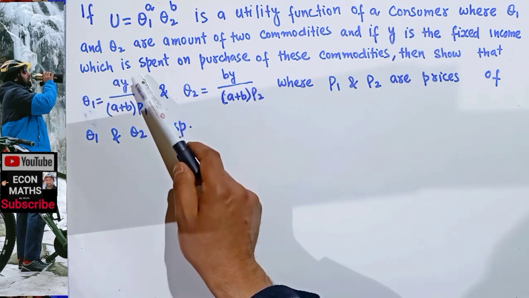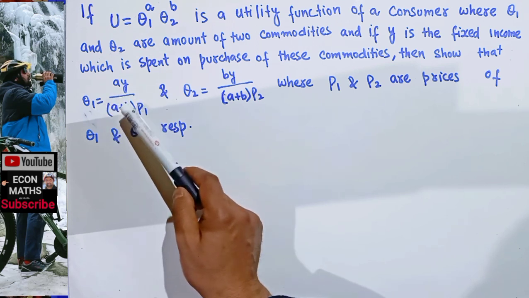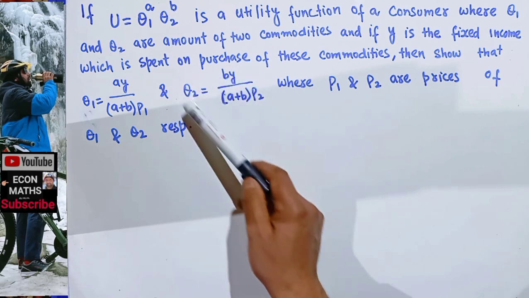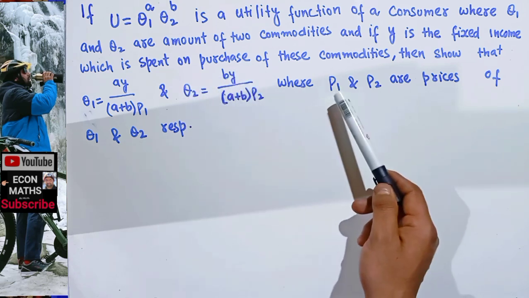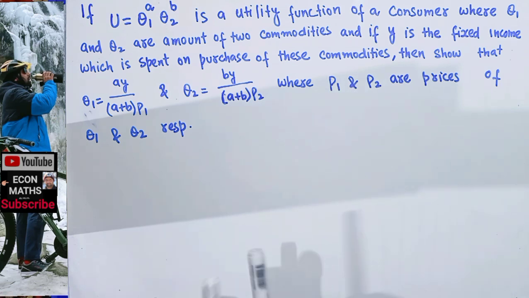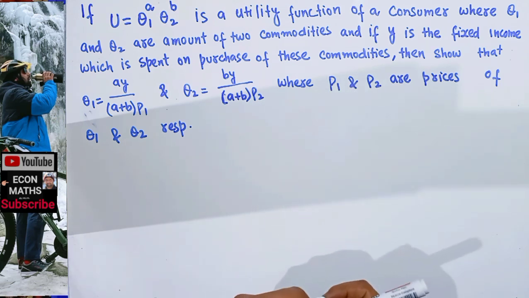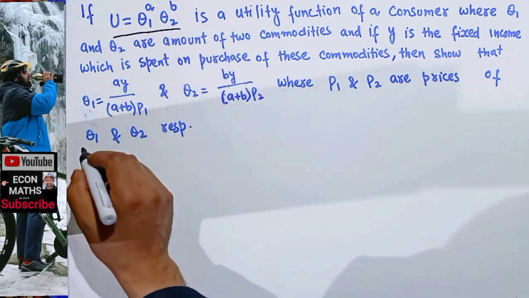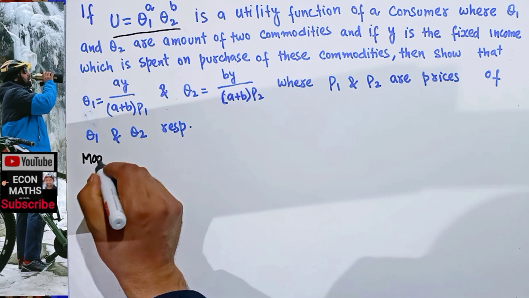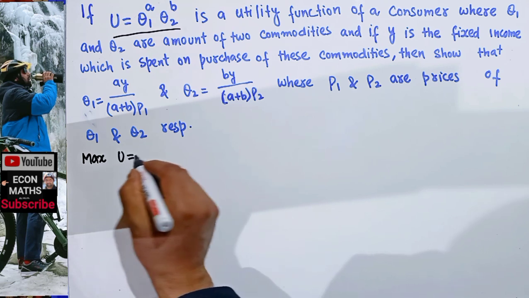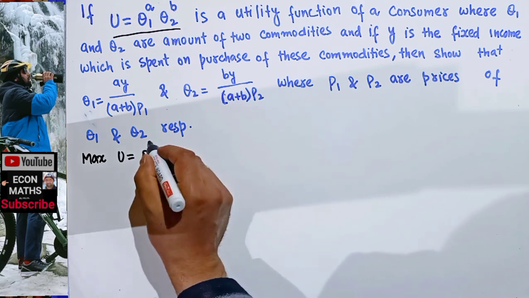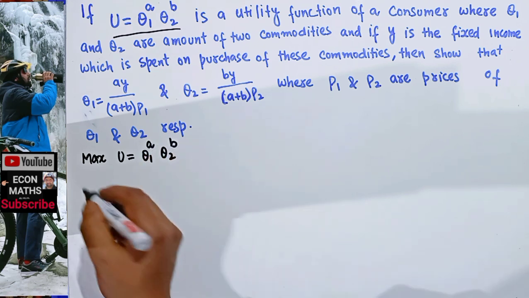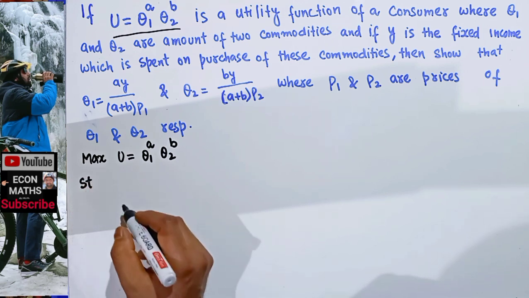equal to a times the income divided by a plus b times p1, and quantity demanded of good 2 is being given by this very term where p1 and p2 are the prices of q1 and q2 respectively. Okay, so basically what we are being asked to do, we want to maximize this utility, and let me write it here. We want to maximize u is equal to q1 raised power a times q2 raised power b, subject to the budget constraint. What will be the budget constraint?